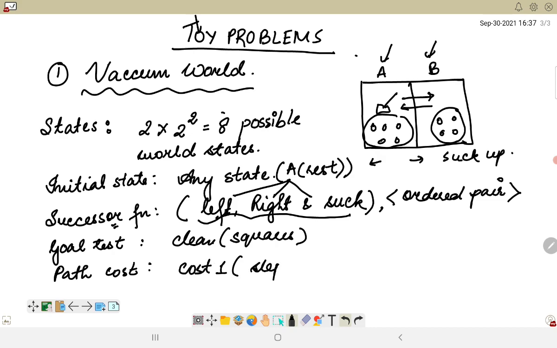So this is your step cost, and you can represent this in a way where A to B has a cost of 1. In order to move from A to B, you have a cost of 1. This is how you can represent it. All right, now talking about one more example. I believe this example is clear.